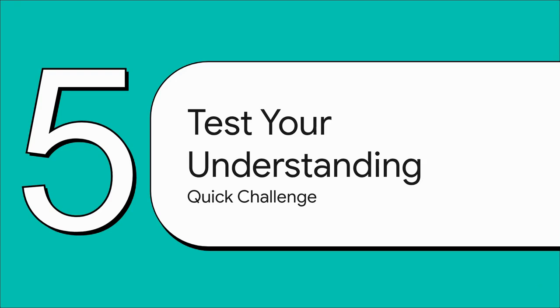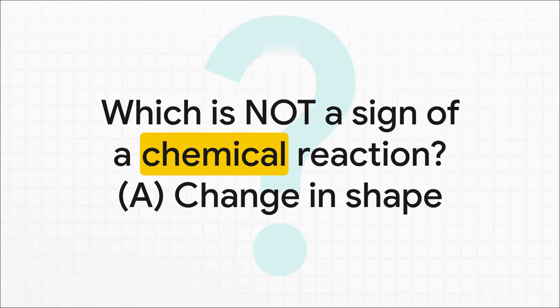Okay, time for a little pop quiz. Let's see if you can put on your detective hat and apply what we've just learned. First question for you. Which of these is not a sign that a chemical reaction happened? The answer is A, a change in shape. Think about it. If you crush a can, you change its shape, but it's still aluminum, right? That's just a physical change. But forming a precipitate or a gas, that means something new has been made.